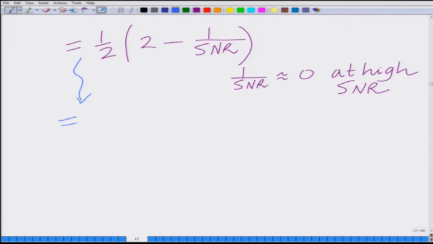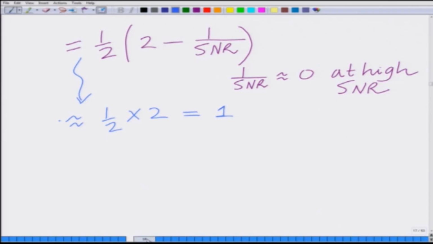Therefore, this is approximately equal to half times 2, which is equal to 1. So, we have shown that at high SNR, 1 plus lambda divided by 2 can be approximated as 1. That is, when 1 over SNR is close to 0, 1 plus lambda by 2 can be approximated as 1. Therefore, we have the following approximations.